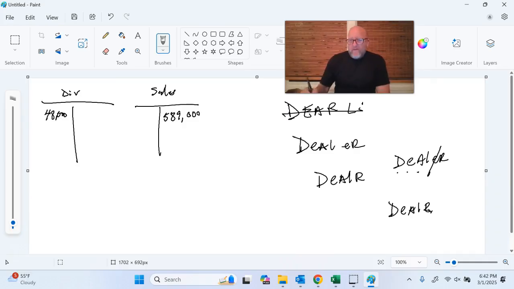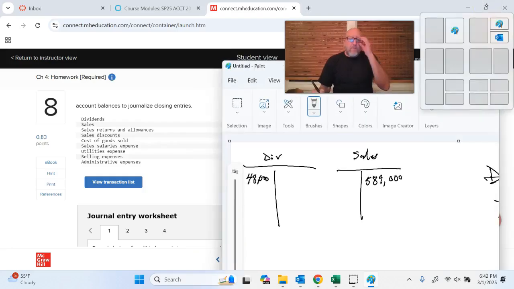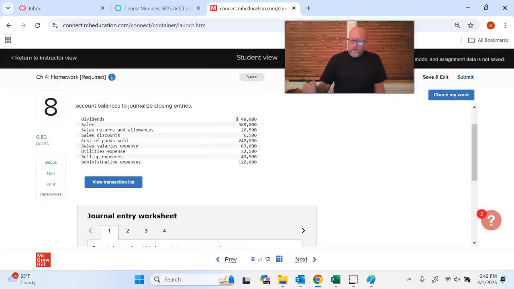But anyway, the point is that hopefully you have a method to remember debits and credits and which one of these accounts, which account balance, we show left or right side for each one of these. And then once you have a good vision of that, then I think the closing entries are a little bit easier to manage, in my opinion.